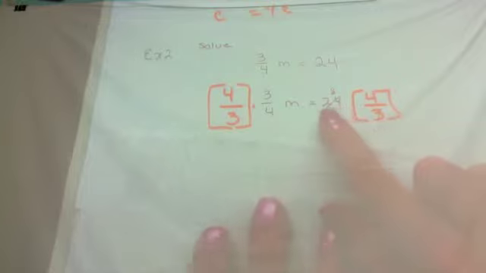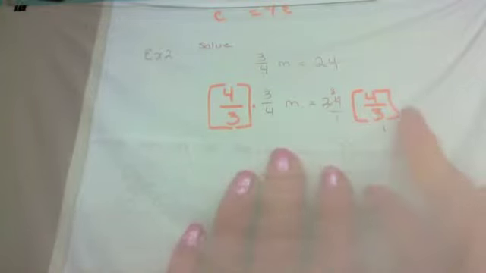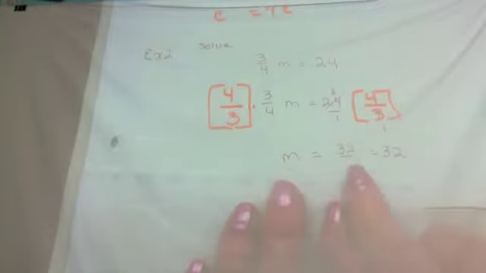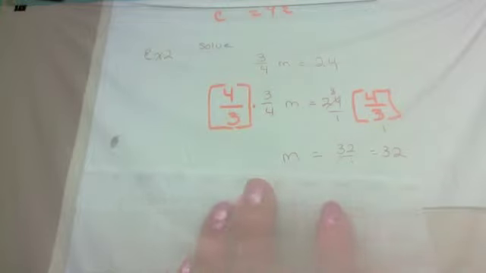Now I just have a fraction times a whole number. 24 times 4/3. I'm going to simplify the 3 and the 24 to make 8. I have 1 in the denominator, so it's going to be a whole number. And 8 times 4 is 32. And since that 1 is in the denominator, I know it's a whole number, 32.